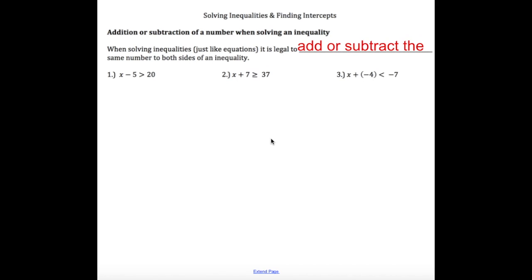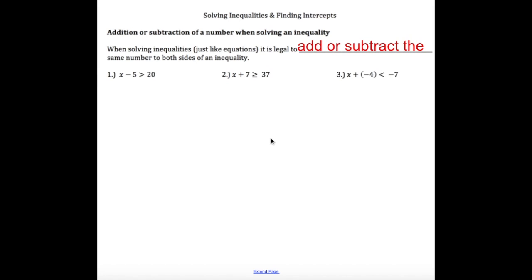This video is covering solving inequalities and finding intercepts. When you are working with an inequality, you have an equation. However, it's not an equal sign, it's a less than, greater than, less than or equal to, or greater than or equal to sign. So the basic steps that we used to solve equations are still going to apply.